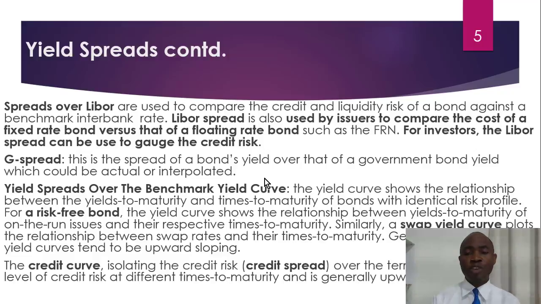Now, there's also what we call a swap yield curve. Now, this plots the relationship between swap rates and their times to maturity, basically linking the different swap yields at different times to maturity. There's also a credit curve. If you can decompose the credit risk component from the yield curve and link the various points, what you derive there is basically the credit curve.